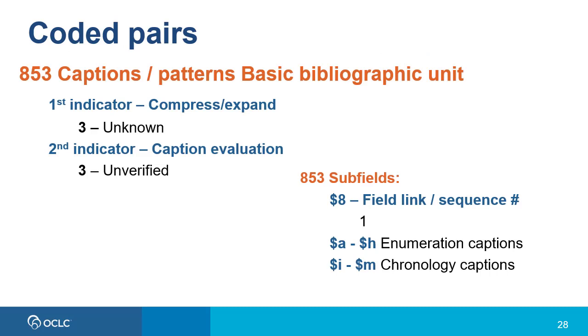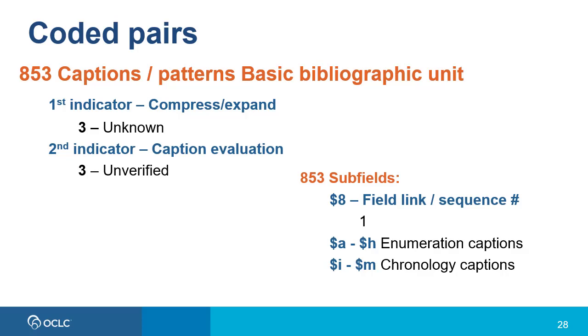853 is where you would enter the captions for a basic bibliographic unit. First indicator and second indicator can be entered as 3 unknown and 3 unverified. For the subfields, the first one will always be subfield 8, which is the field link and sequence number. And for the first caption, and often the only caption you will have for the holdings record, this will be a 1. Subfields A to H are the enumeration captions, and subfield I to M are the chronology captions.